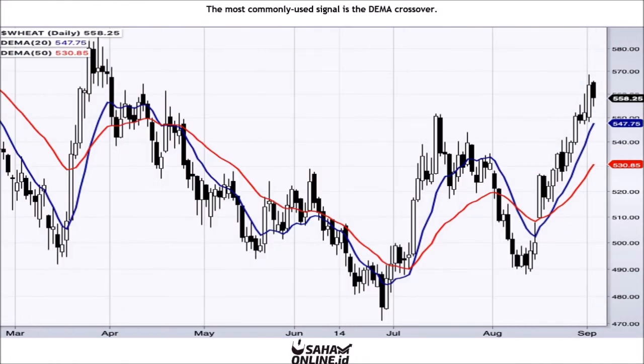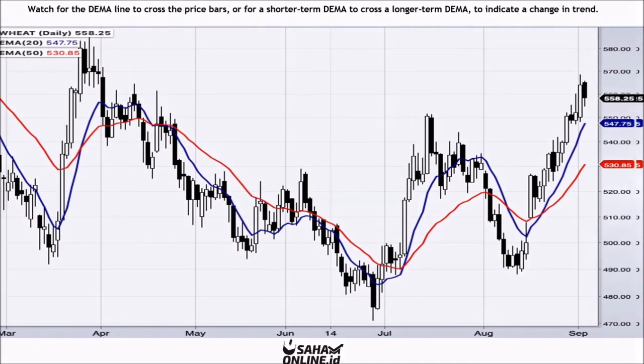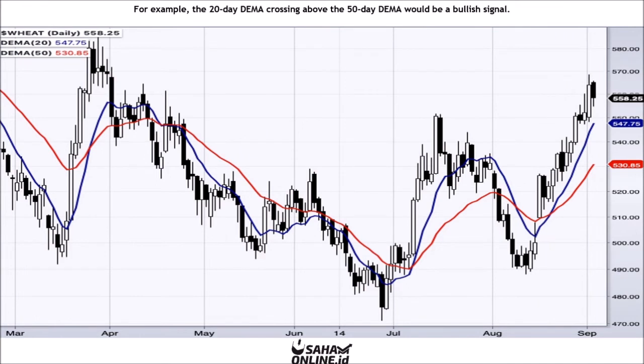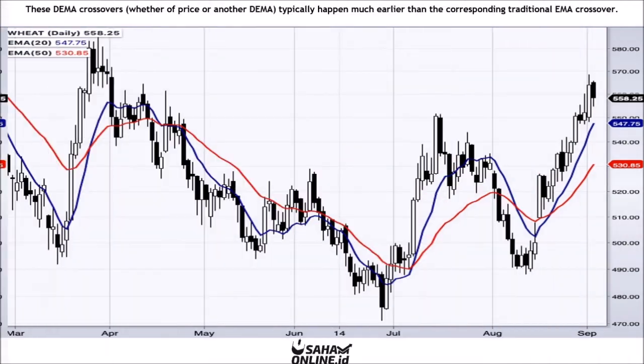The most commonly used signal is the DEMA crossover. Watch for the DEMA line to cross the price bars, or for a shorter-term DEMA to cross a longer-term DEMA, to indicate a change in trend. For example, the 20-day DEMA crossing above the 50-day DEMA would be a bullish signal.